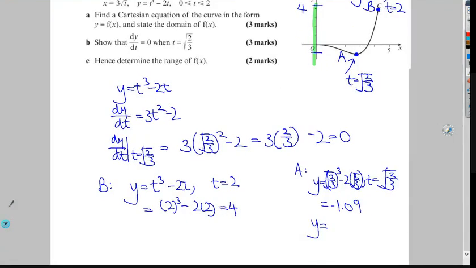So here I will get a decimal number. So this time I'll just plug it in so that you can see what is going on. So I have square root of 2 over 3 cubed minus 2 times square root of 2 divided by 3. And as you can see, we have a negative number, minus 1.009.